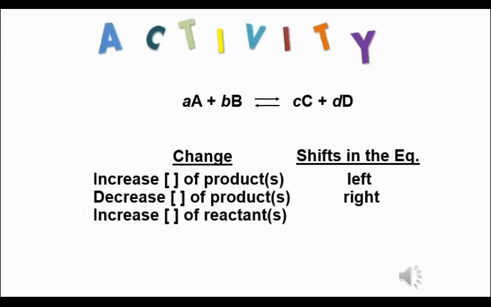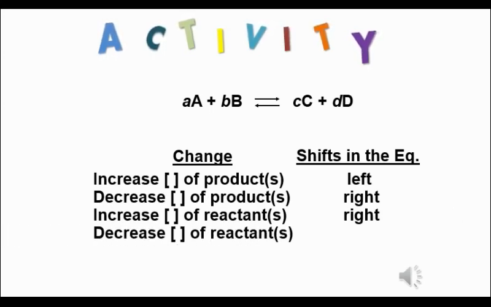Next change, what will happen when we increase the concentration of the reactants, A and B? Yes, the equilibrium position will shift to the right also. And lastly, what will happen when we decrease the concentration of the reactants? Excellent, the equilibrium position will shift to the left. Congratulations to the students who already answered all the questions correctly.